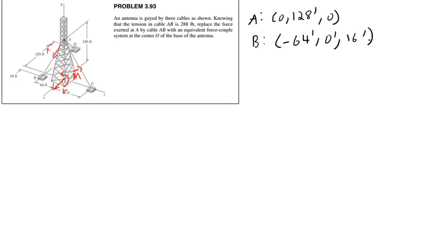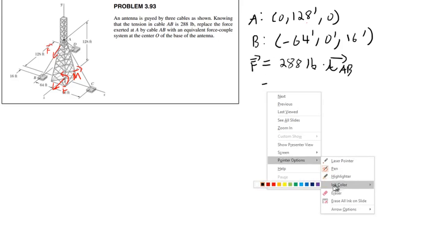So we want to find an equivalent force couple system. First, a lot of this is going to be some repetition of things we've done before. I'm going to need the coordinates of A and B. A has coordinates 0, 128, 0. B has coordinates, that looks like, let's see, negative 64 feet, comma 0 feet, comma, that looks like 16 feet, right? 16 feet.